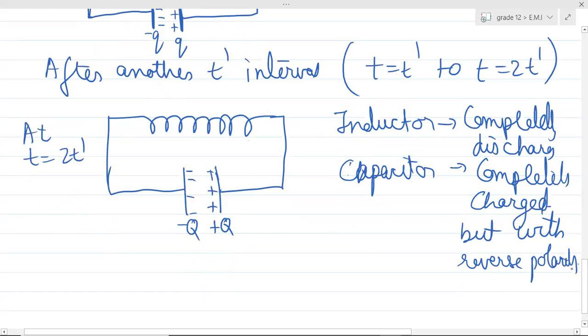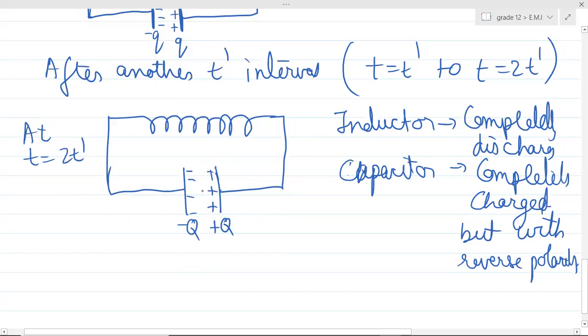Yes or no, guys? Yes, sir. Now what will happen? Will the cycle be complete now? Is this the same way where we began? No, it got stuck in the middle. Initially we began with plus q on the left plate and minus q on the right plate.